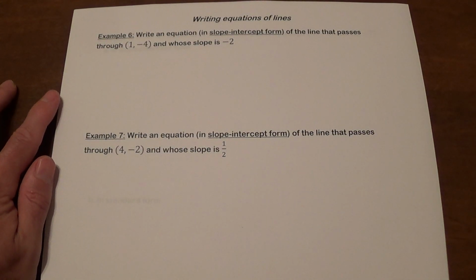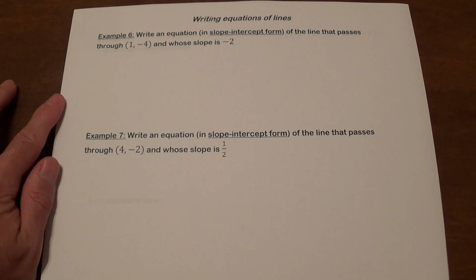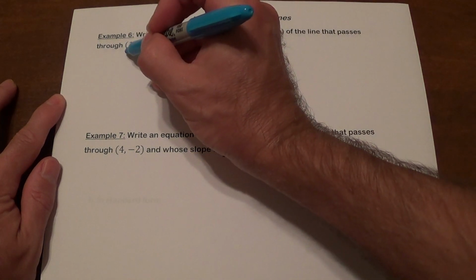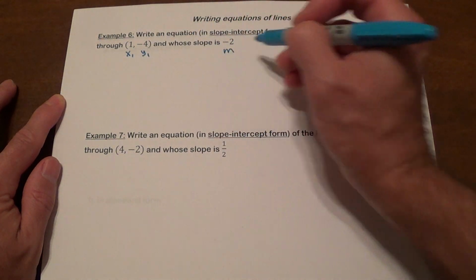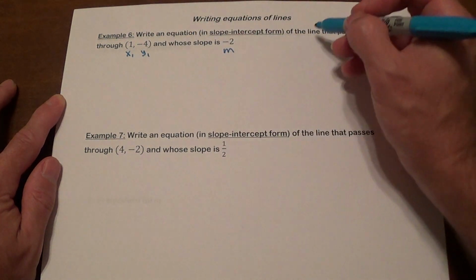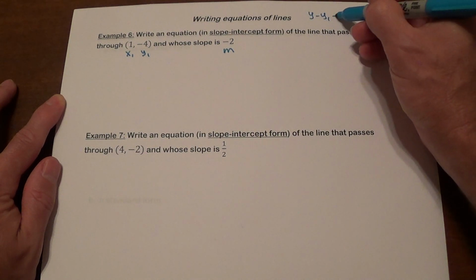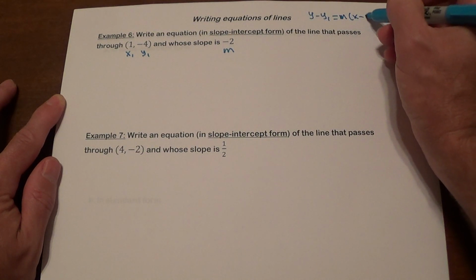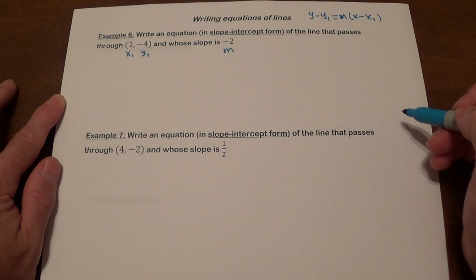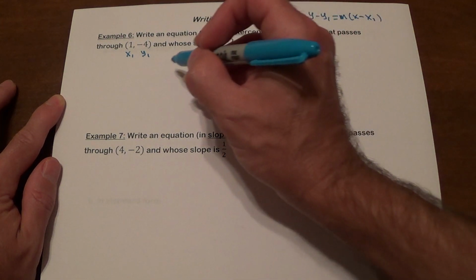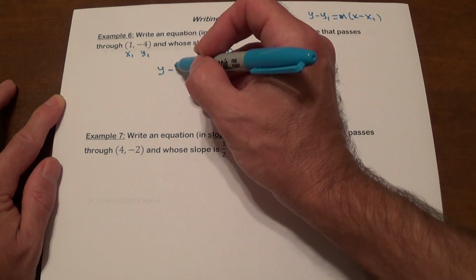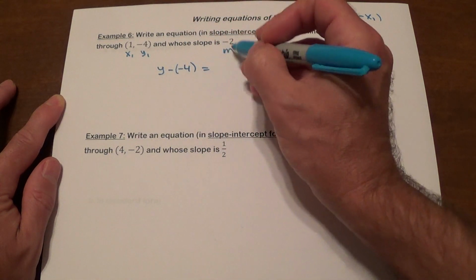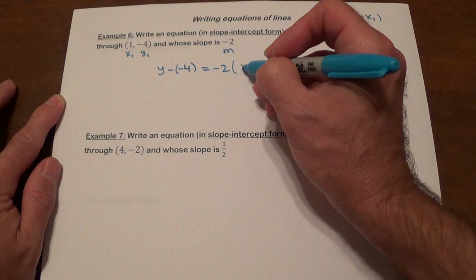What do you do when you are not given the y-intercept? Then you use point slope form. That's what it's for. So in point slope form, we identify this as x1, y1. This is going to be our slope. And we always set it up. I want to remind you, y minus y1 equals m times x minus x1. So let's plug it all in. It's going to be y minus negative 4 equals negative 2 times x minus 1.